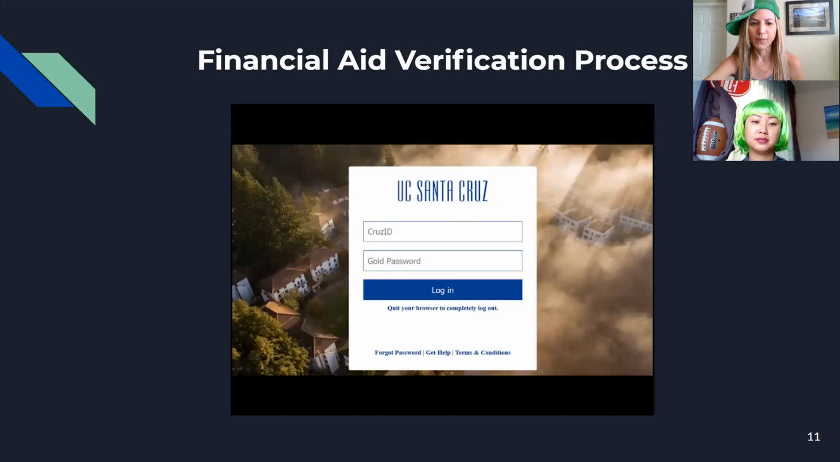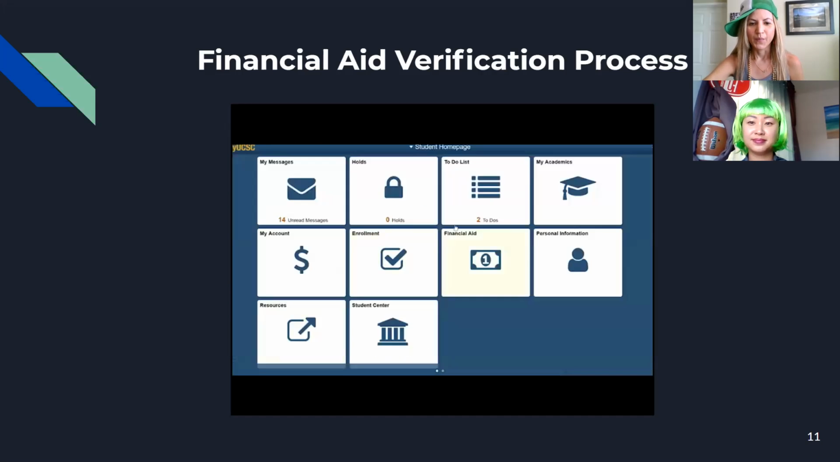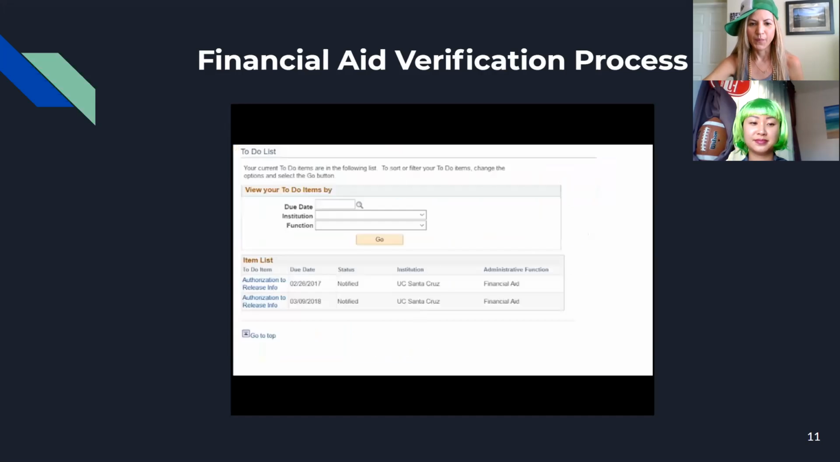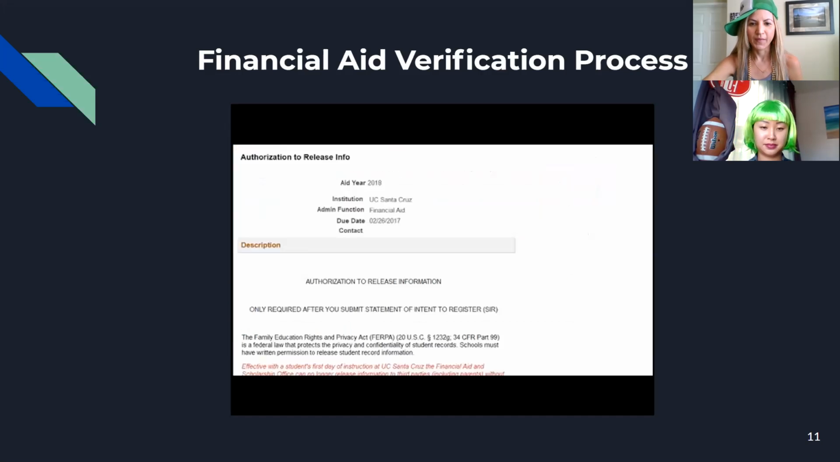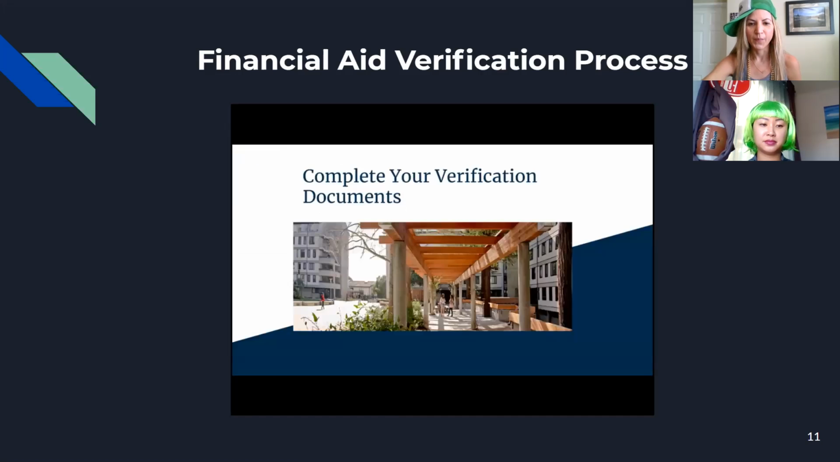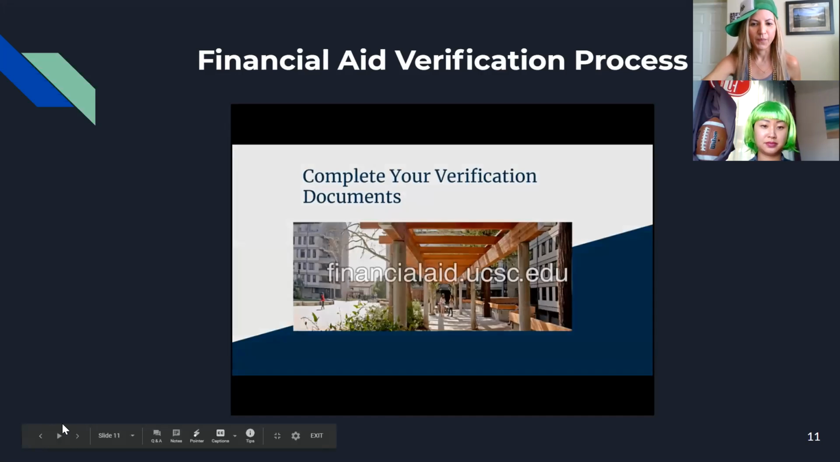How do you access your to-do list? Log in to your MyUCSC student portal using your Cruise ID and gold password. Click on the to-do list icon. Click on each item to view the description and download any document associated with it. The required to-do list items may vary for each student. To receive your aid offer on time, complete all items by the due date. Thank you for watching. For more information, please visit our website.